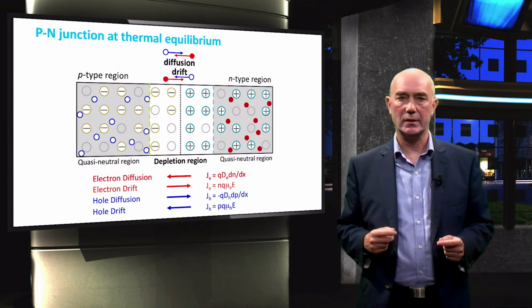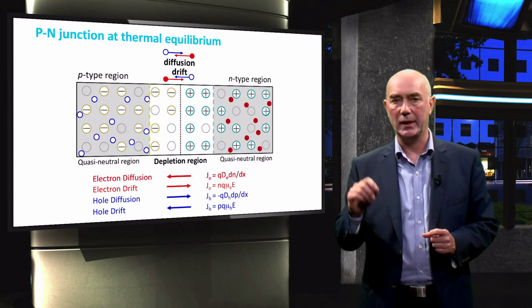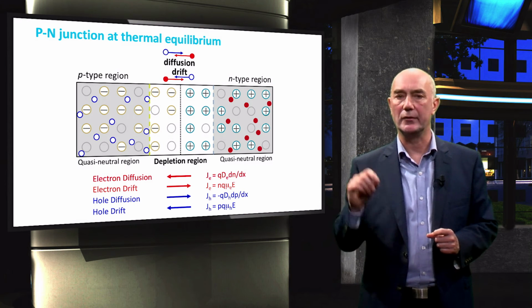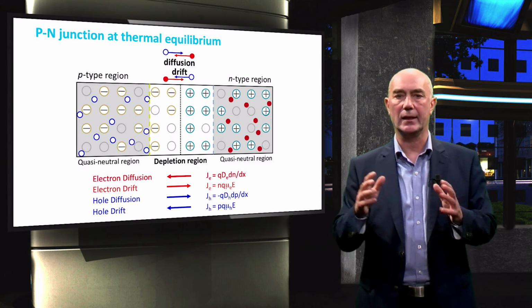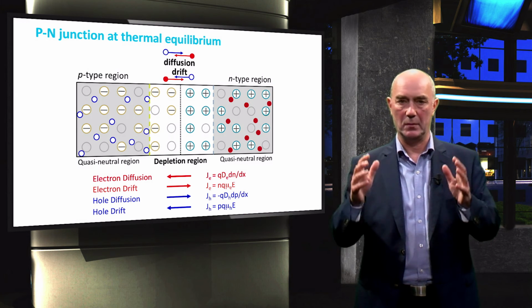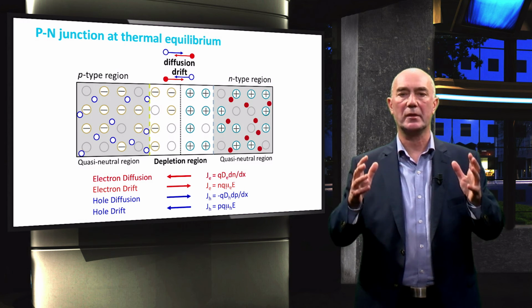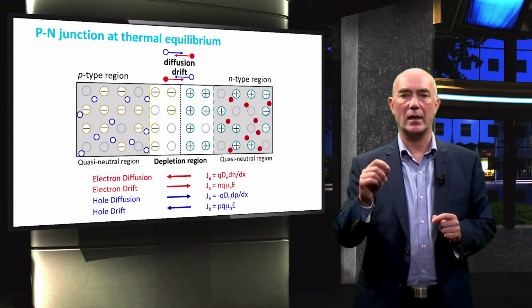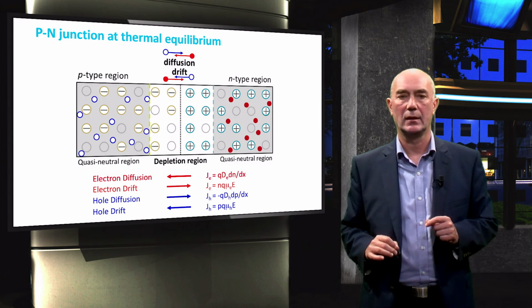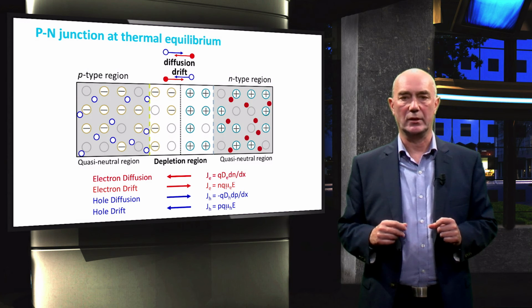Using the equations we learned in the video on charge carrier transport, we can calculate the diffusion and drift currents of holes and electrons. When the drift of electrons and holes balances the diffusion, then we reach the thermal equilibrium condition where the net current is zero. This will define the width of the depletion region.